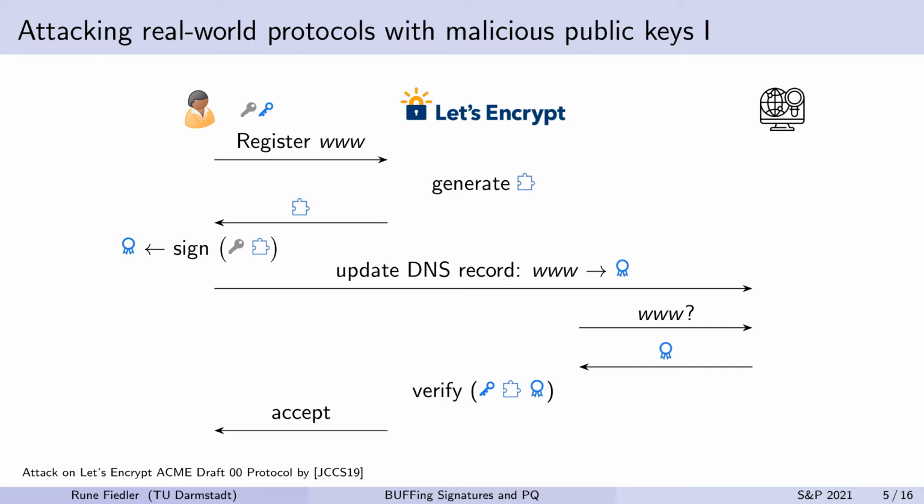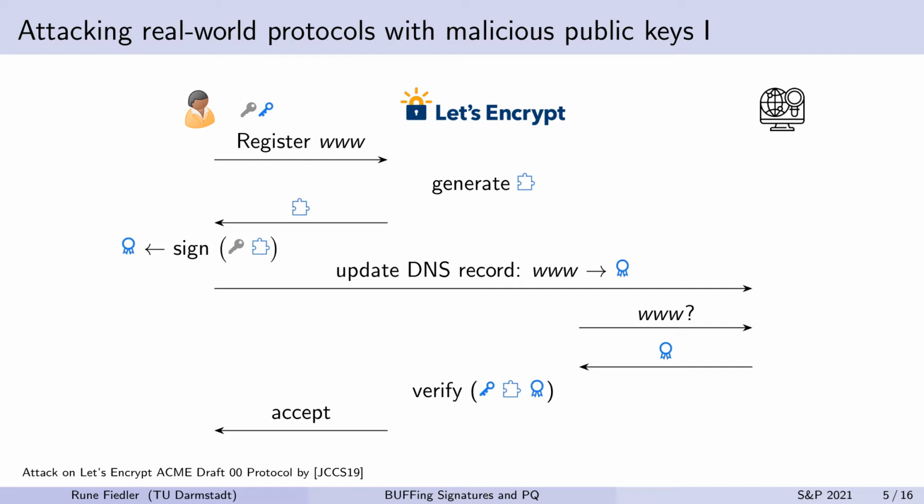And next, Let's Encrypt will precisely query this DNS record to get the signature. And this DNS record can only be changed by the rightful owner of the website. That is how Let's Encrypt is convinced. It then checks if the signature actually verifies. And if the signature verifies the challenge token that Let's Encrypt issued in the beginning, Let's Encrypt is convinced and issues a certificate to the owner. Now this is how an honest execution of the protocol looks like.